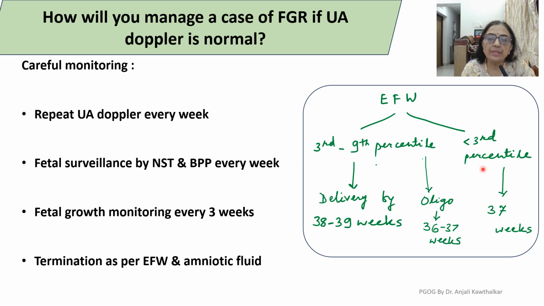But if it is a severe fetal growth restriction, where the estimated fetal weight is less than third percentile, these are the babies who are at greater risk for increased perinatal morbidity and mortality. And even if umbilical artery Doppler is normal, even if NST and BPP are normal, still termination is indicated by 37 weeks of pregnancy in these very small, severely fetal growth restricted fetuses.